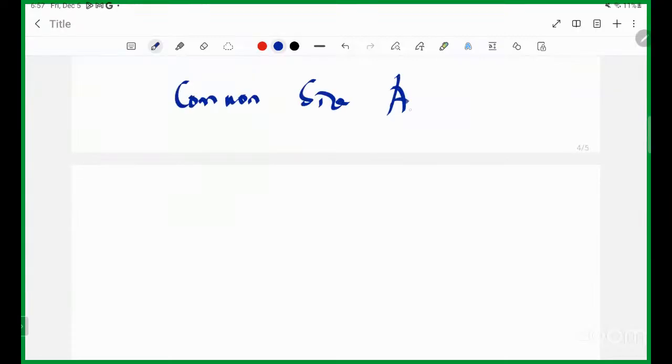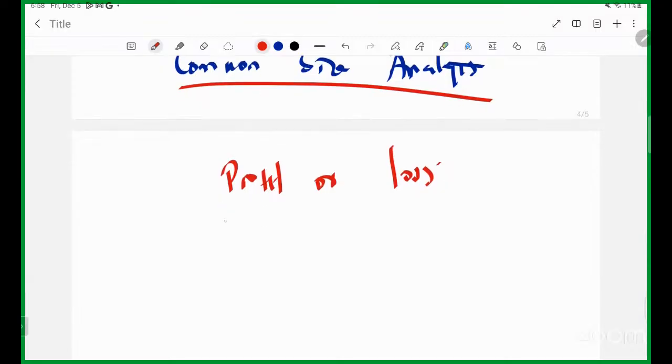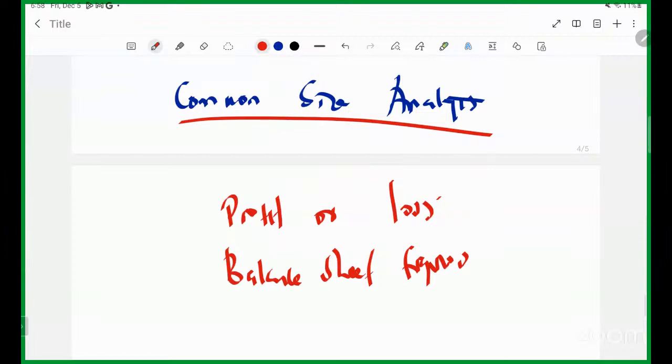Common size analysis is very simple. You're going to have two things. They're going to give you profit or loss figures for maybe both years, and they're going to give you the balance sheet figures. So, if you have profit or loss and balance sheet figures, how do you analyze it?